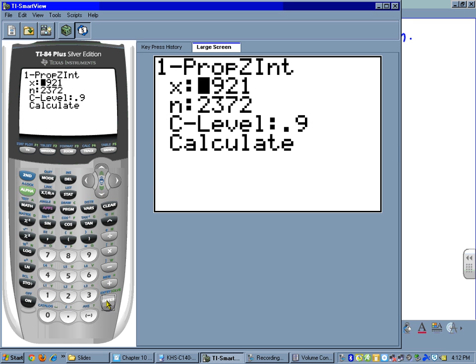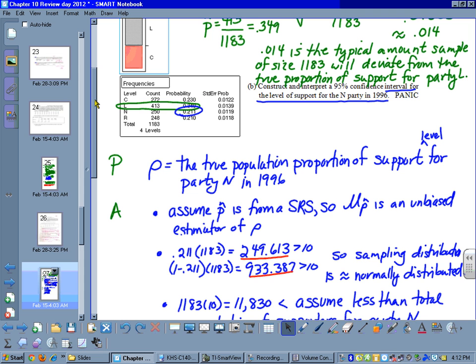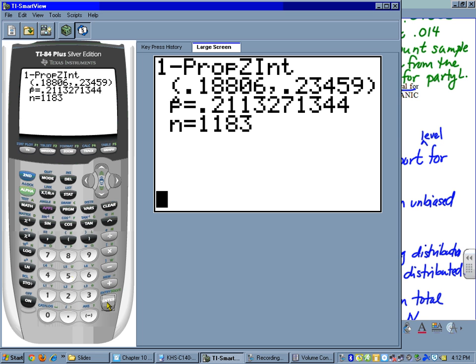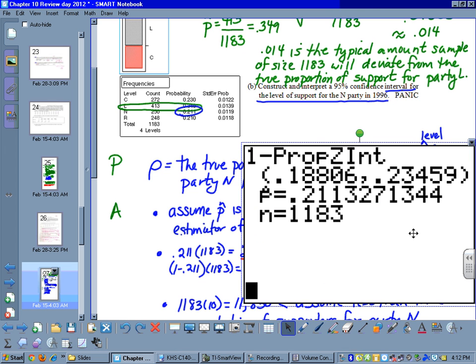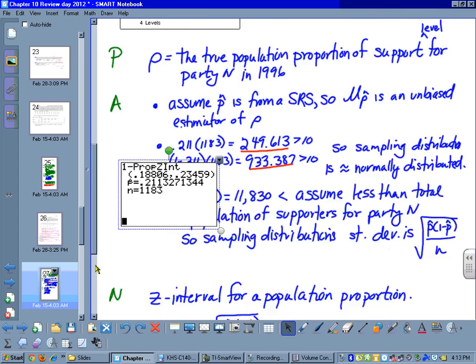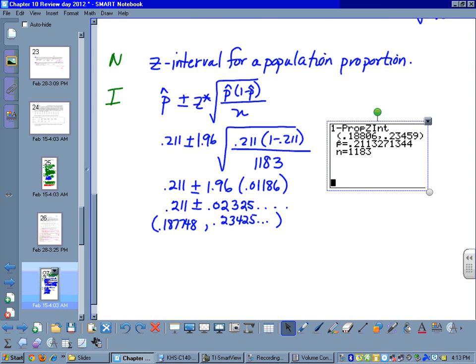I'm doing proportions, not z. So I know my n was 1183, and how many people were for party N? Let's look up here. The count was, I believe, 250. So bring that back up. I get 250. And I'm doing a 0.95. So I'm going to calculate that. And that looks rather familiar. We see our 0.211, which is good, since that's what we were using.